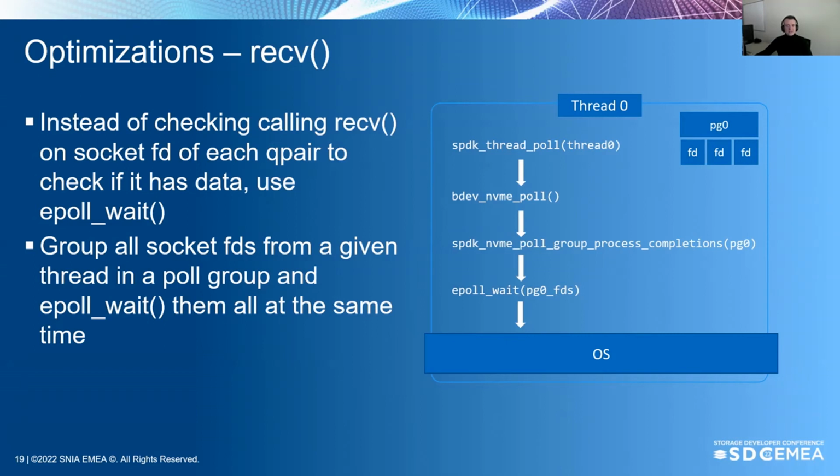To check whether there's data to be read on the socket, we could call receive on each file descriptor tied to a socket, but that would cause a lot of receives that would usually just return that there's no data to be read. This is where the poll group concept comes into play. We are grouping multiple queues and their file descriptors together, and that allows us to poll them all at once using a single epoll wait call. After that, we discover which queues, which file descriptors, have some data ready, and call receive on those only.